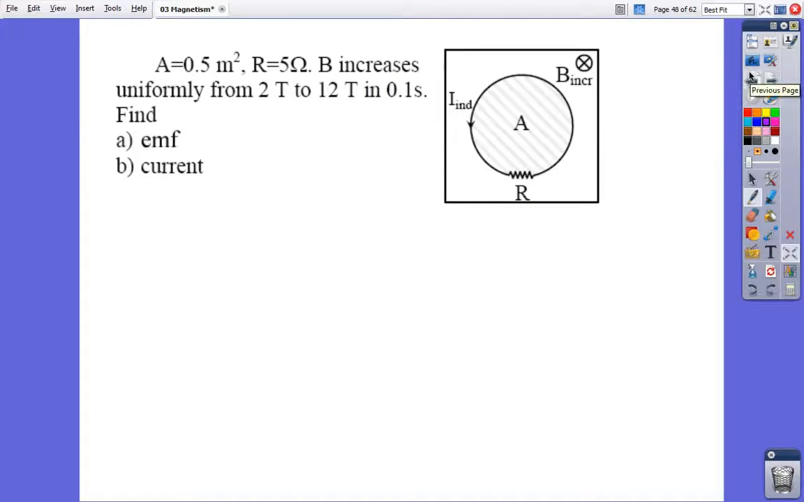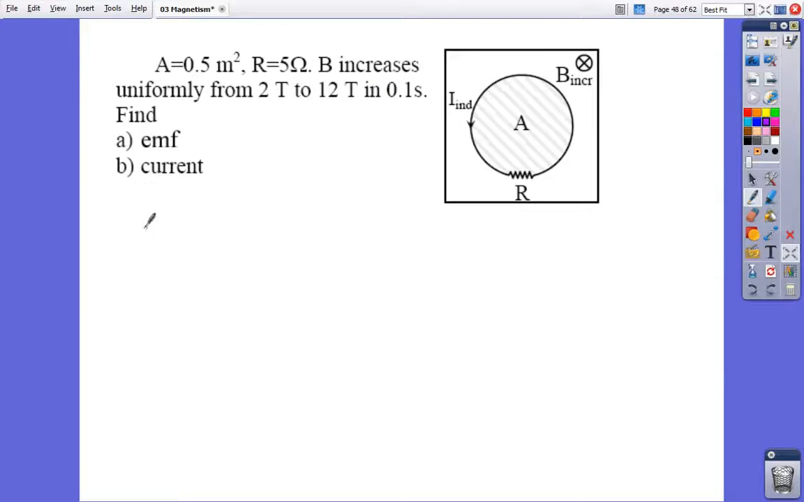Here is the final one. We have a loop here. We have B going away from us, or into the paper. We have the area here 0.5 meter square, and then the resistor is 5 ohm. The magnetic field is increasing from 2 Tesla to 12 Tesla in 0.1 second.